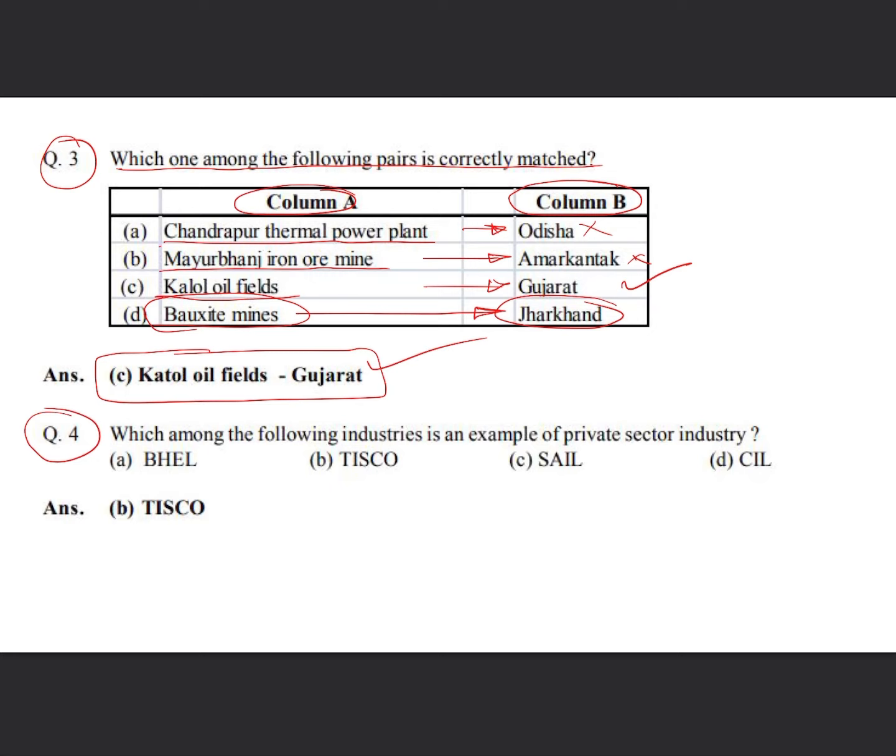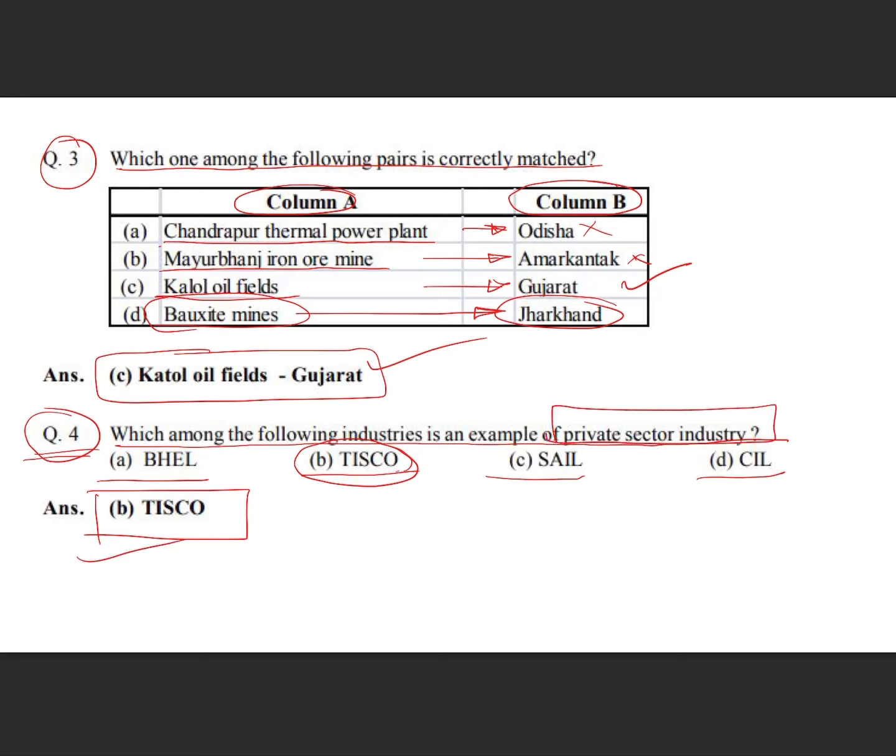Question number 4. Which among the following industries is an example of a private sector industry? Is it option A, BHEL? Is it option B, TISCO? C, SAIL? Or D, CIL? So we all know that option B, TISCO is the correct answer for being a private sector industry.